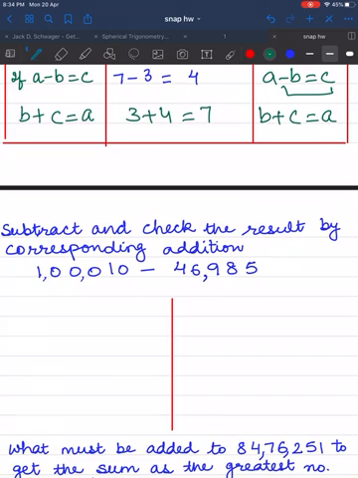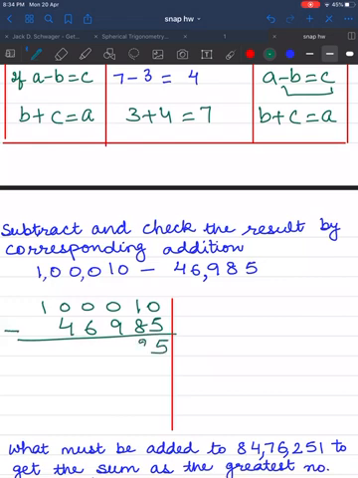Now next question is subtract and check the result by corresponding addition. So here we will be using the fourth property. Now first I write the number 1,10,000 and I subtract 46,985. So I get here 53,025. Now I have to check the result by corresponding addition.